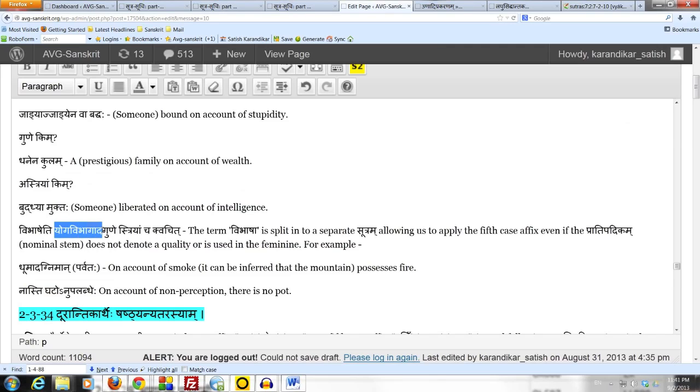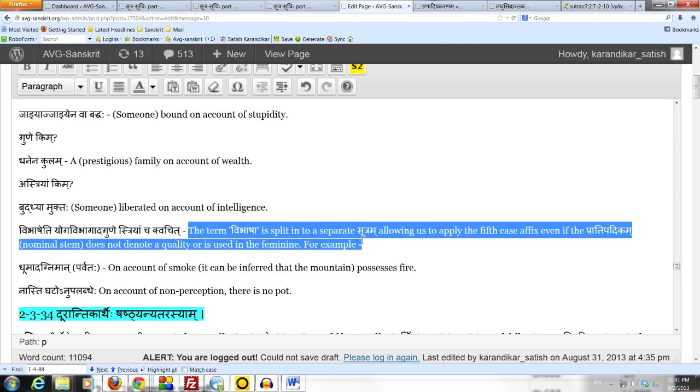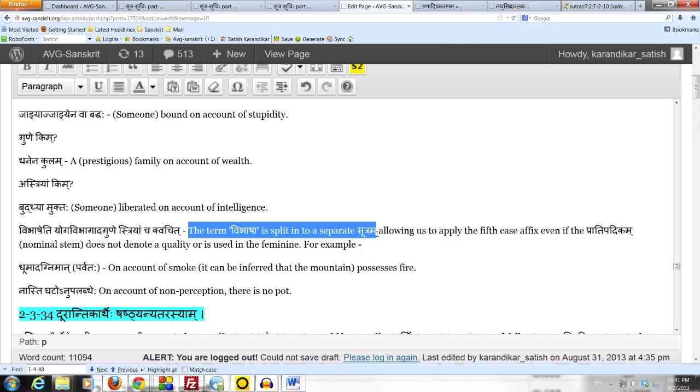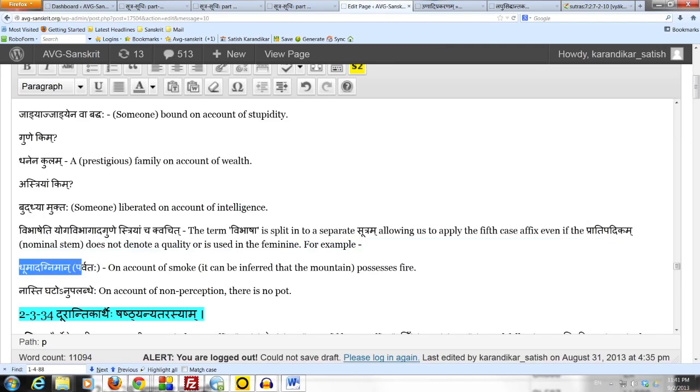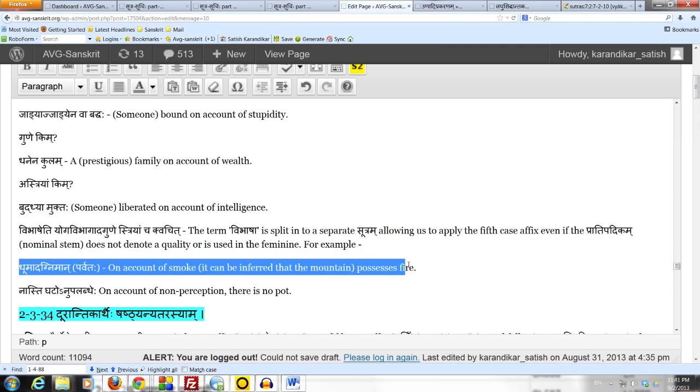So we form a separate sutram as vibhasha. And the meaning of that sutram simply means a fifth case affix is optionally used following a pratipadikam which denotes a hetuhu, a cause or reason. No condition of gune or astriyam. For example, Dhumadagniman Parvataha. On account of smoke, it can be inferred that the mountain possesses fire.